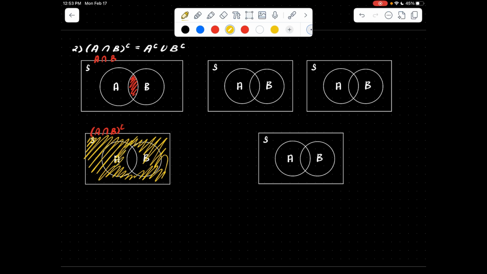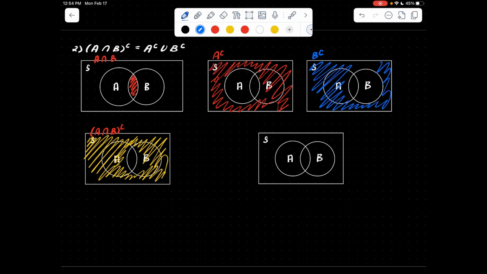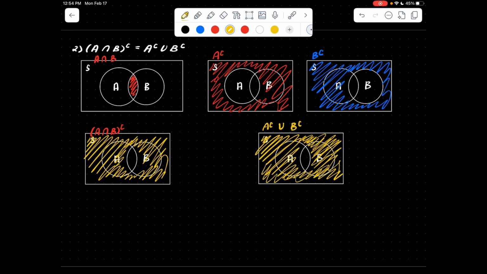Looking at the right side of the equation, A complement is everything that's not in A. B complement, the complement of B, is everything that's not in B. And the union of A complement and B complement is everything that's not in A or everything that's not in B or both. So these two Venn diagrams are matching.